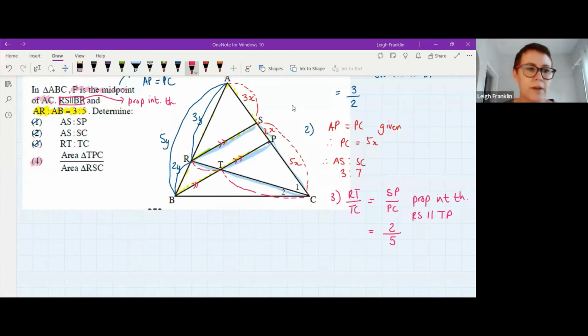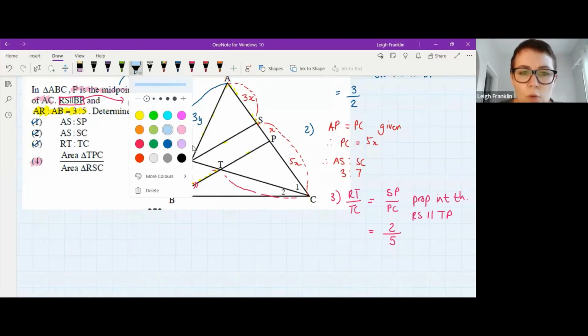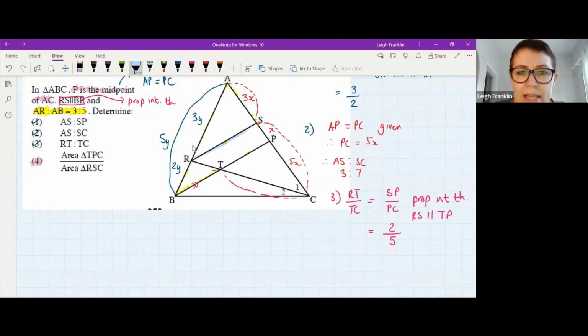Okay, so now we've done all the quick and easy stuff. Let's now go and have a look at area TPC over area RSC. Now, in this particular question, I'm just going to rub some of that out so that I can highlight this a little bit better. What is different here to what we saw last week is that there is no perpendicular height. In other words, there's no height between parallel lines that we can use. So half base times perpendicular height is not going to work in this case.